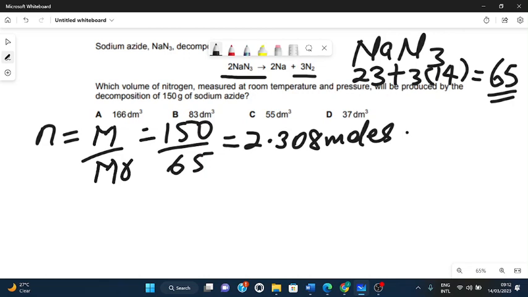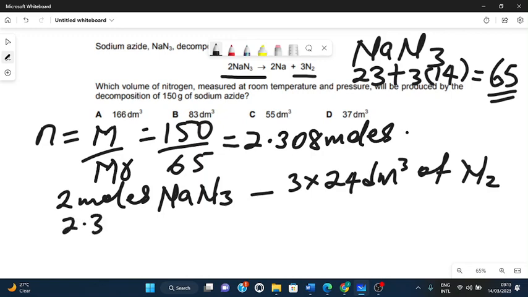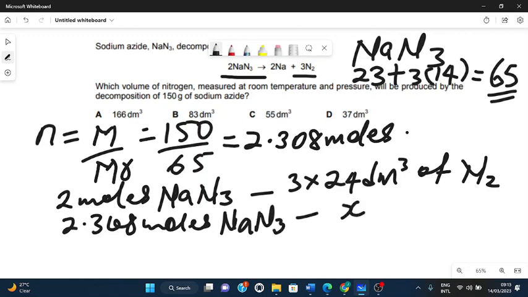From the equation, 2 moles of sodium azide decompose to produce 3 times 24 dm cube of nitrogen. Therefore, 2.308 moles of sodium azide, which is the number of moles of 150 grams of sodium azide, produce X. So you just cross multiply.